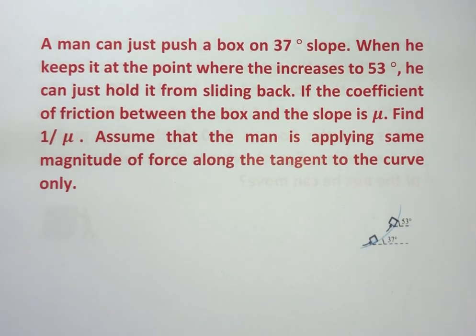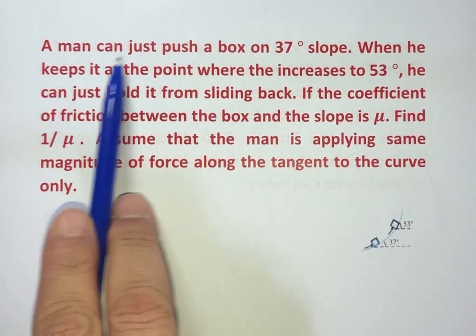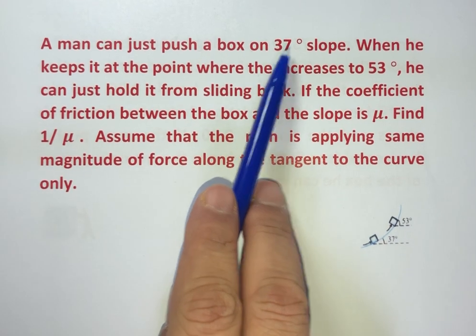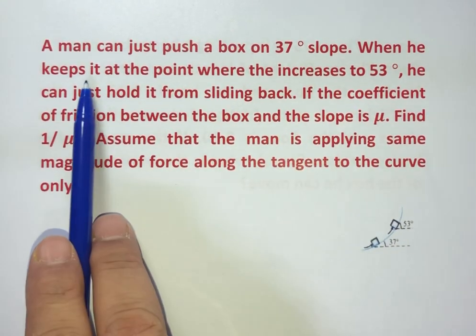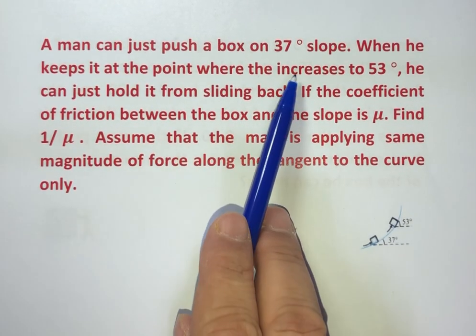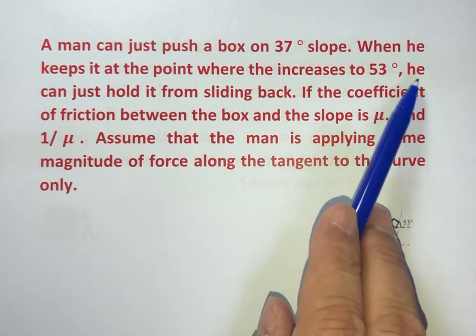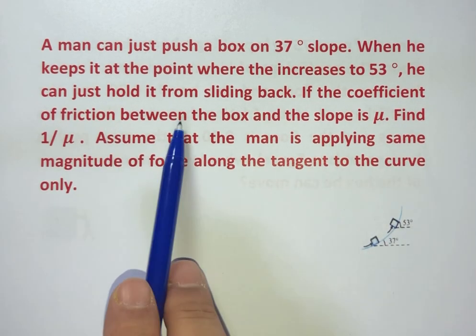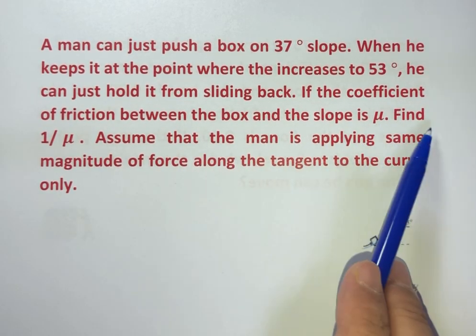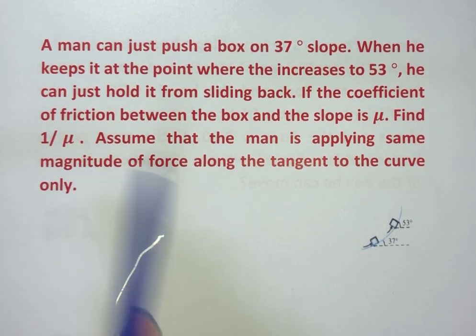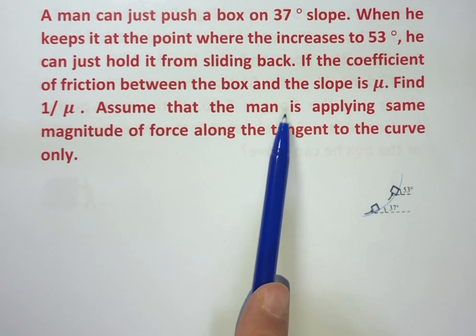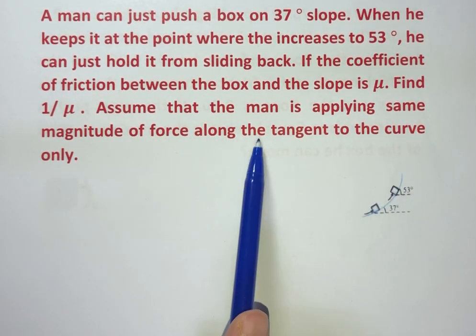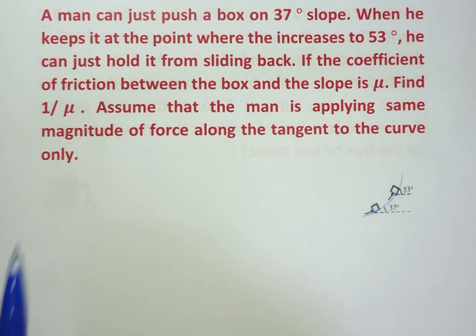Hello friends, in today's question, a man can just push a box at a 37-degree slope. When he keeps it at the point where it increases to 53 degrees, he can just hold it from sliding back. If the coefficient of friction between the box and the slope is mu, find 1 upon mu. Assume that the man is applying the same magnitude of force along the tangent to the curve only.